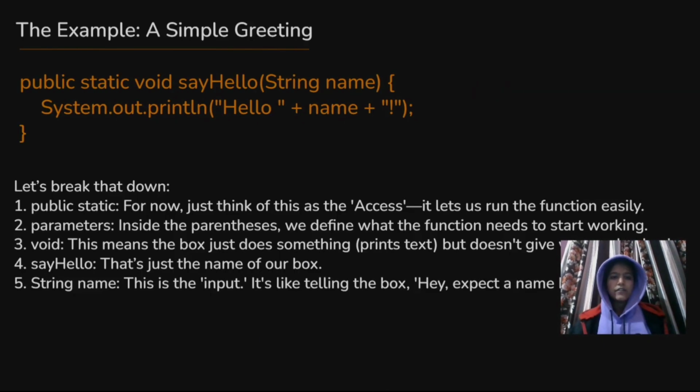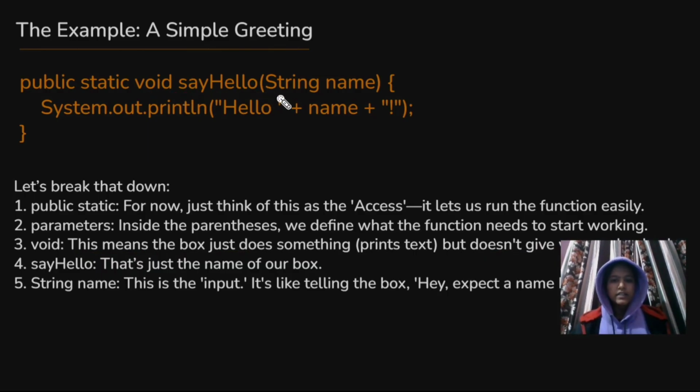Let's understand a function with a simple greeting example. How do we initialize a function? First we write public static. For now, just think of this as the access specifier. It lets us run the function easily. Void is the return type and sayHello is the function name. This means the box just does something but does not give you a value back.